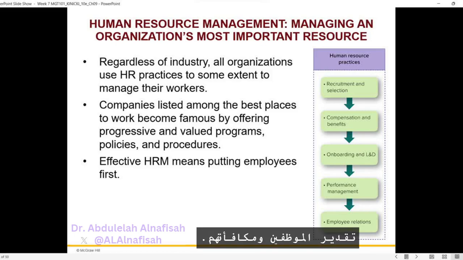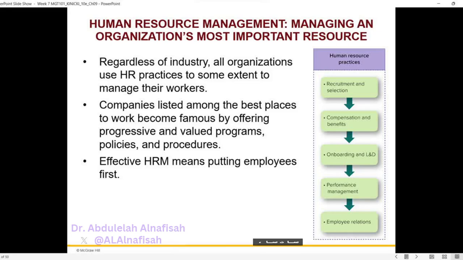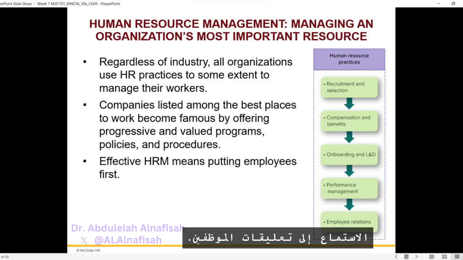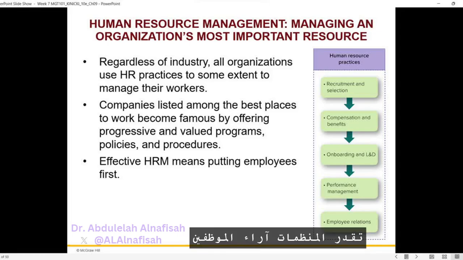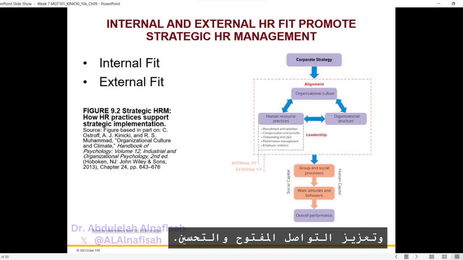5. Recognizing and rewarding employees. HRM acknowledges contributions through various recognition programs and bonuses. 6. Listening to employee feedback. Organizations value employee opinions and take action to address concerns, fostering open communication and improvement.